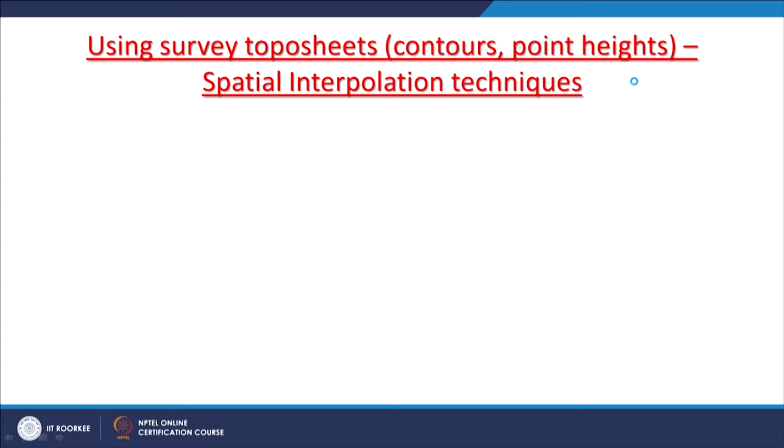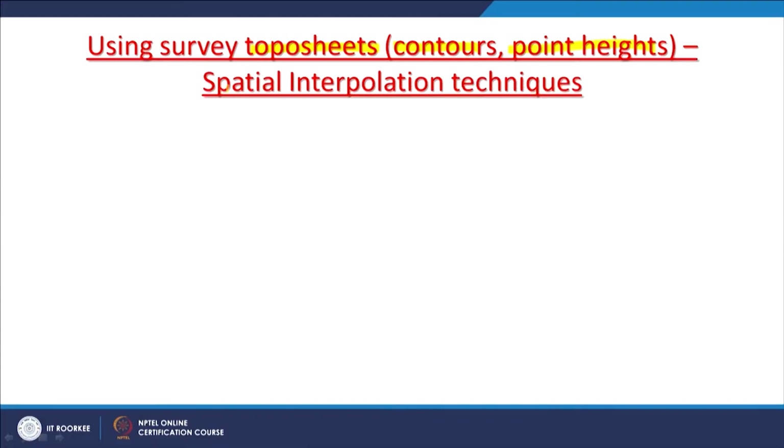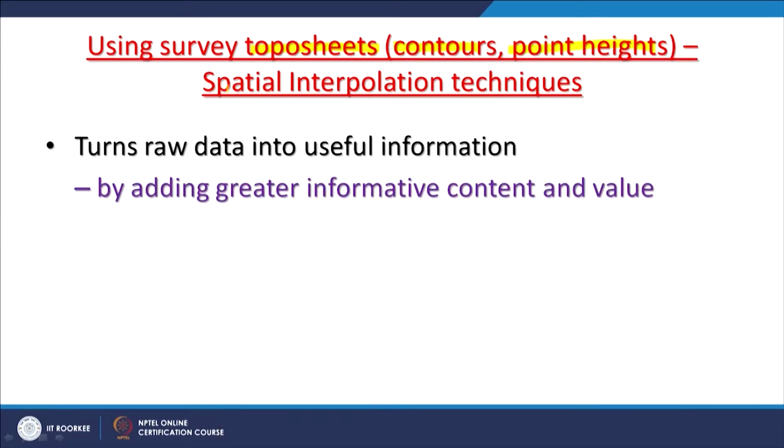So the first one is based on survey topo sheets, using contours or point heights and spatial interpolation techniques. From this perspective I am discussing a little bit about spatial interpolation also. As you know, spatial interpolation techniques basically turn raw data into useful information. Raw data here is generally the point heights.